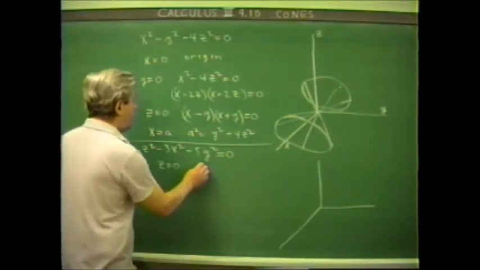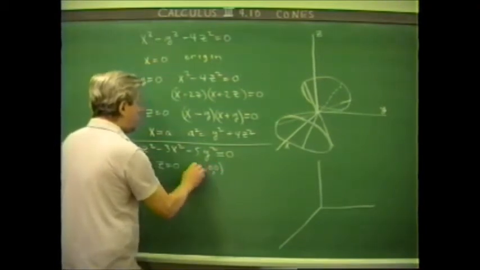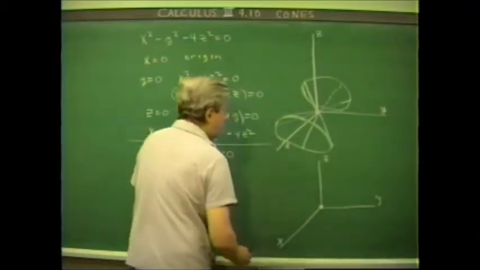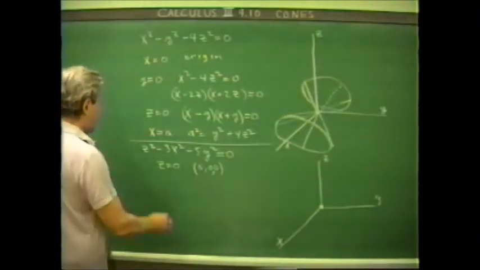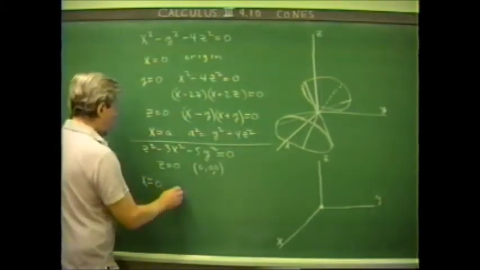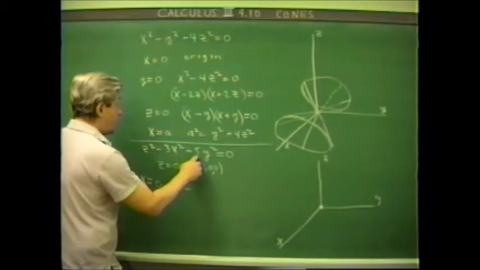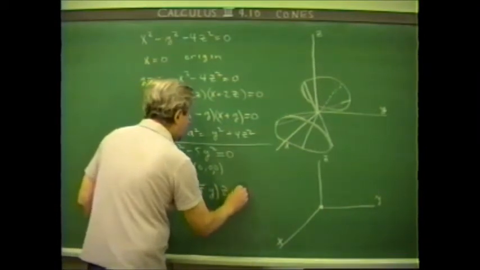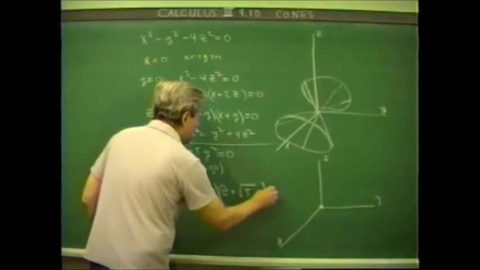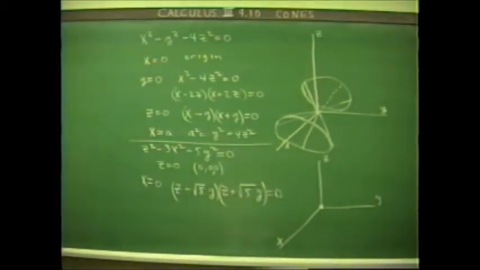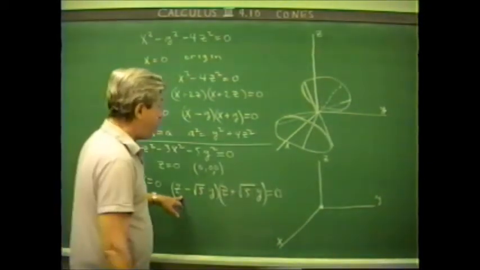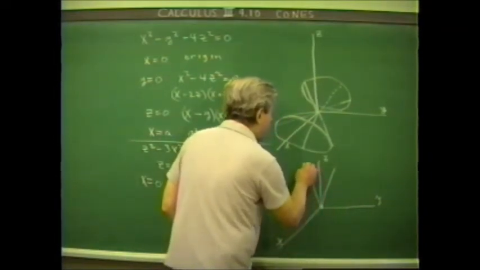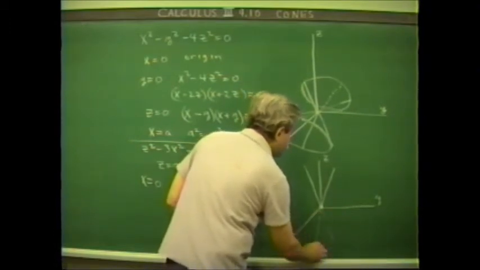we get only the origin. So the origin 0, 0, 0 is on this graph. This point right here is on the graph. That's the only point in the xy plane. When x is equal to 0, we've got z squared minus 5y squared is 0, or z minus square root of 5 y times z plus the square root of 5 y is equal to 0. Right? These are two lines. z is the square root of 5 y, and z is minus the square root of 5 y. These are two lines in the yz plane.